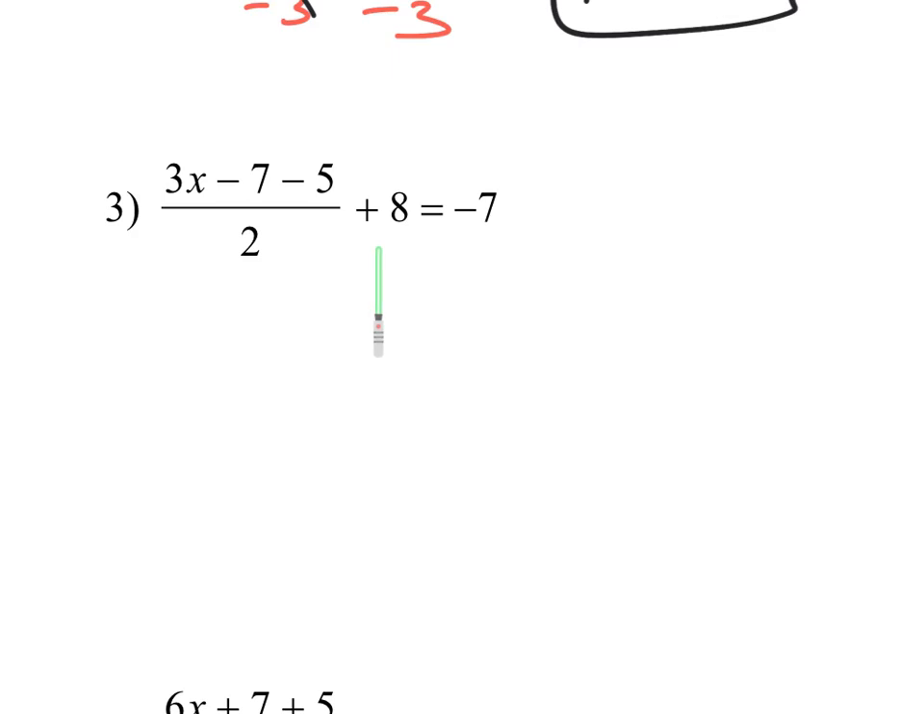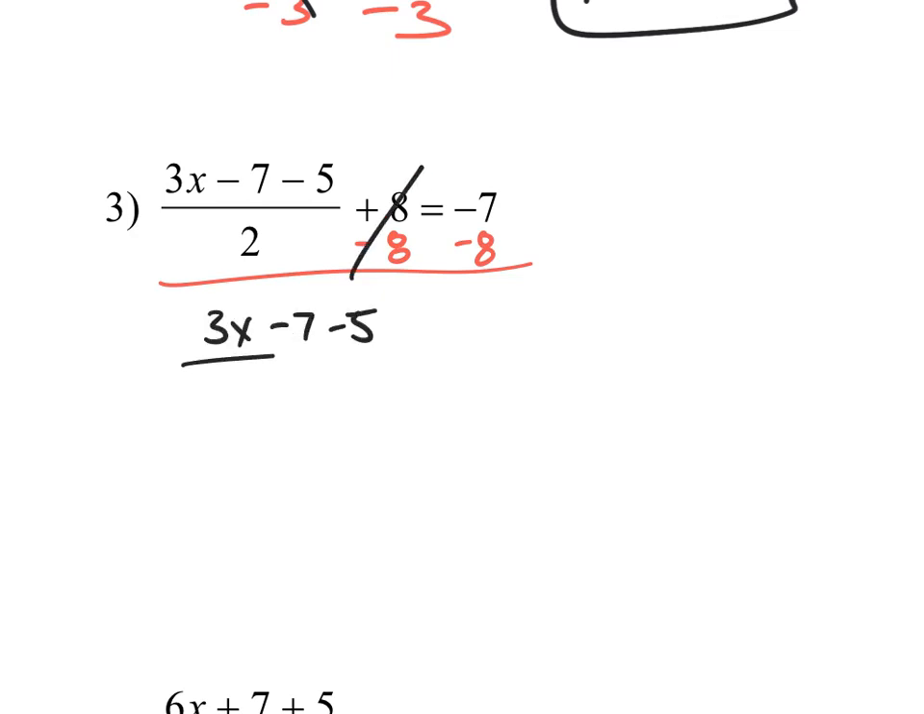Well, you want to move it over. It's already being added, so to undo adding, you would want to subtract. So I'm going to start off by subtracting 8 from both sides. And look what happens. Once I do that, I get the big division part by itself. Negative 7 minus 8 is negative 15.